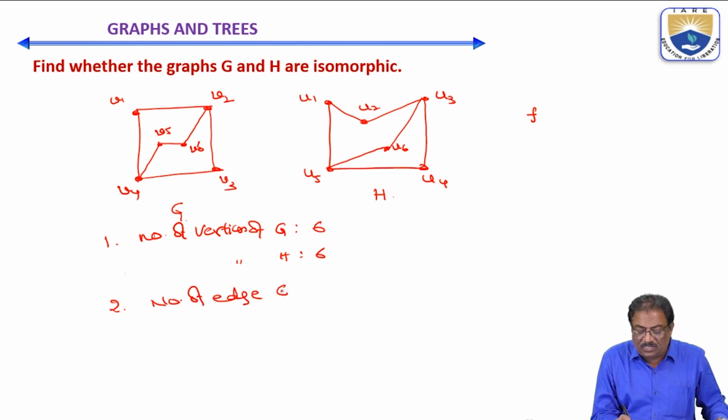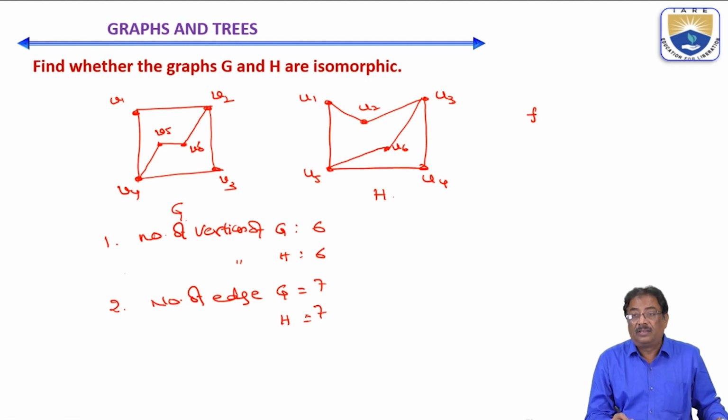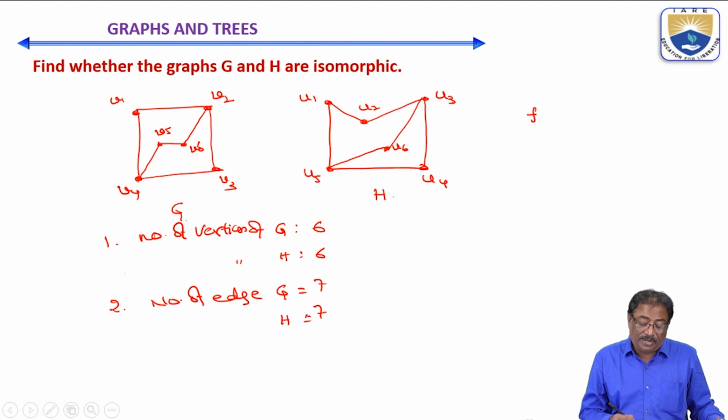So the number of edges in G is 1, 2, 3, 4, 5, 6, 7. And the number of edges in H is 1, 2, 3, 4, 5, 6, 7. Now, what is the degree sequence?